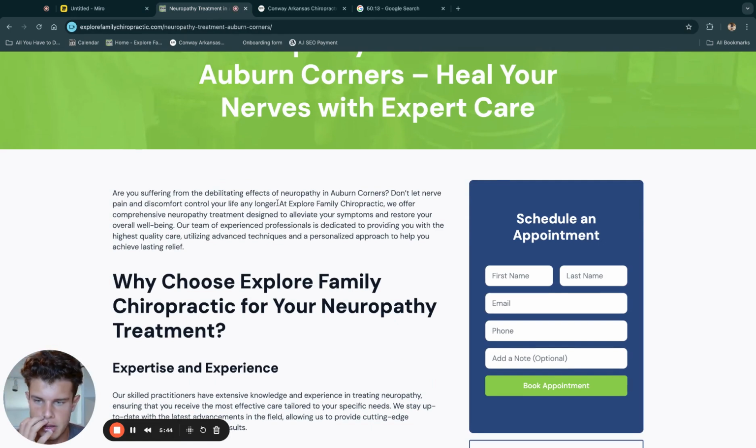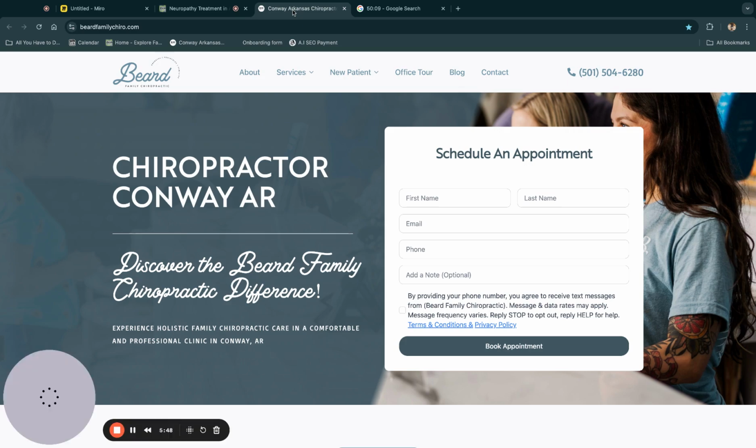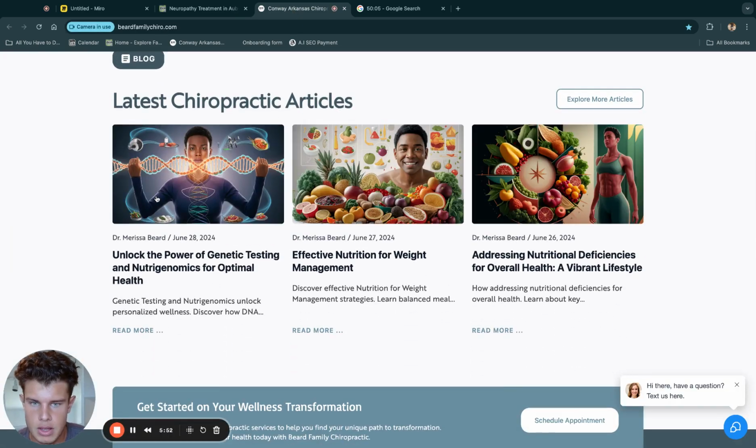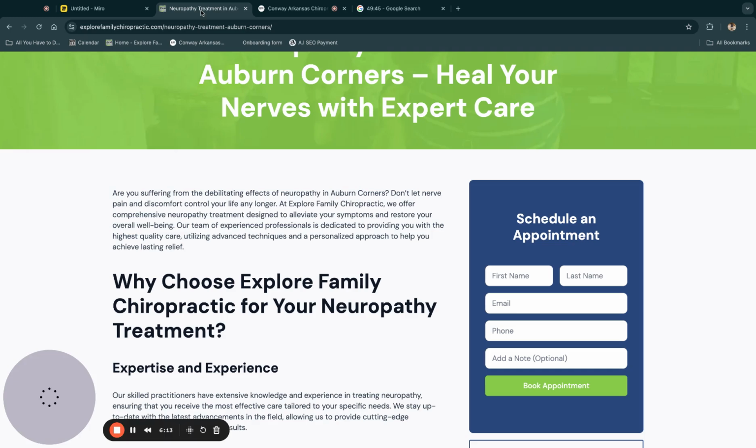Now, what differentiates these pages compared to that other content? Well, this is another practice, and this is more of the informational content. So you can see these different posts: effective nutrition for weight management, addressing nutritional deficiencies for overall health. This is just information that this practice is providing to help these users and potential patients understand more about maybe the pains they're dealing with or how to cure it, things like that.